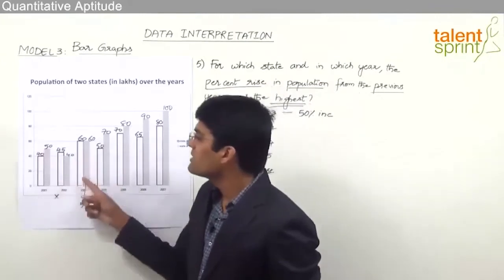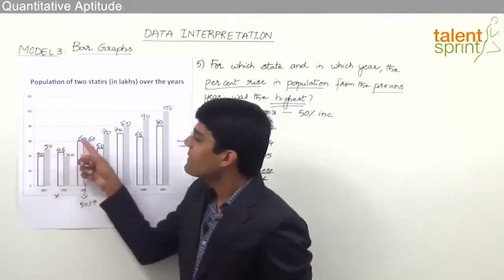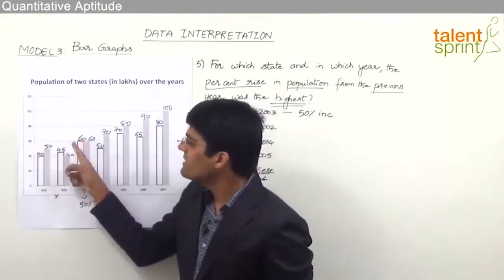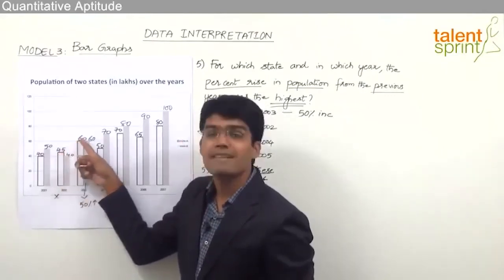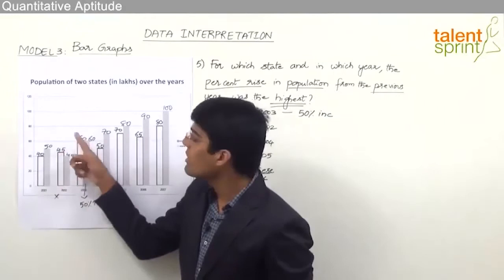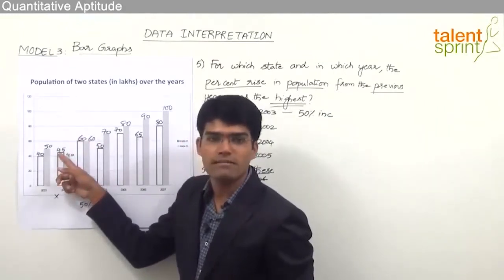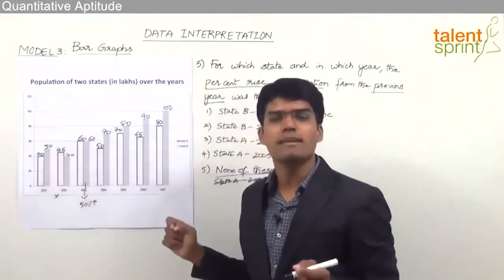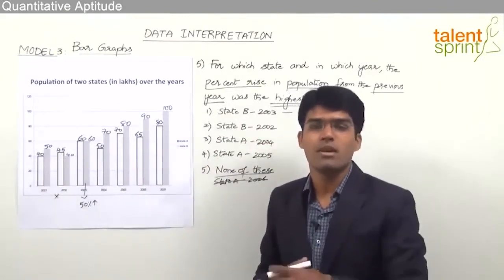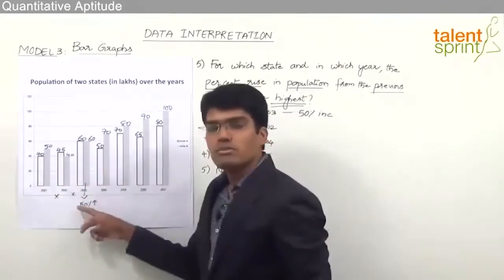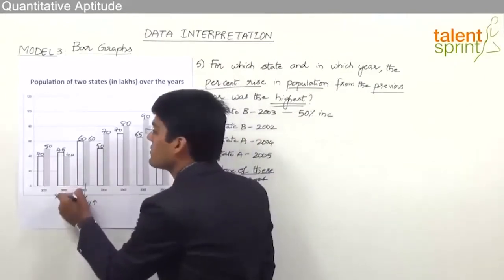Now state A in 2003, you see that 45 has become 60. Final value is 60, previous year 45. 45 has become 60 means the increase is 15 lakhs. 15 lakhs on 45 lakhs. Previous value 45 lakhs. 15 by 45 is 1 by 3. 1 by 3 is only 33.33%, but not 50% or more than 50. So even state A in 2003 is ruled out.